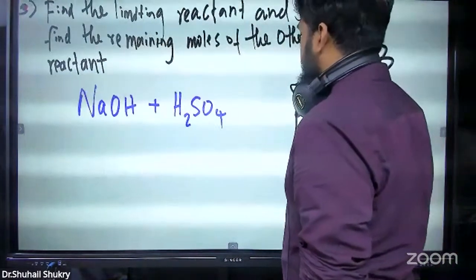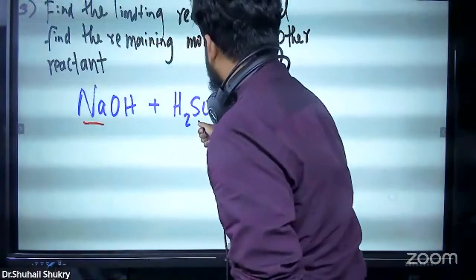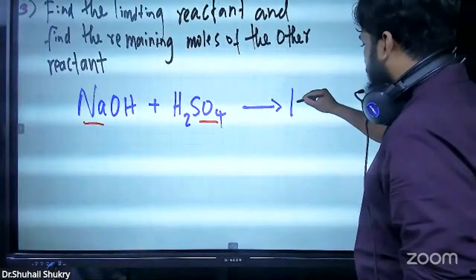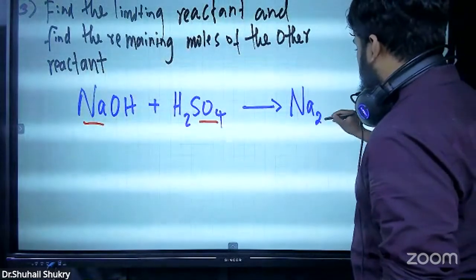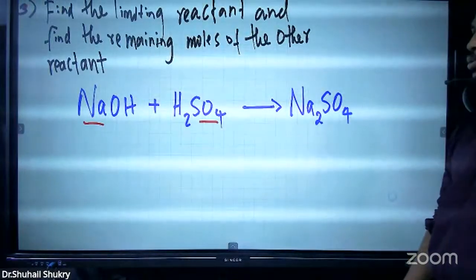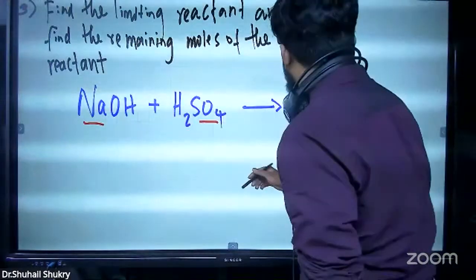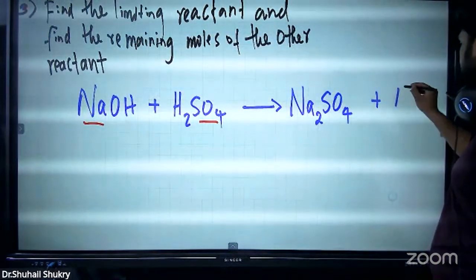Then you will get, when sodium and sulfate join together, I will get sodium sulfate. So I will get Na2SO4. This is sodium sulfate. And when this OH and H join together, I will get H2O.